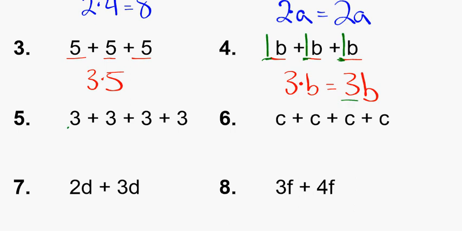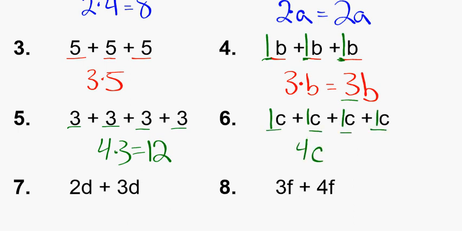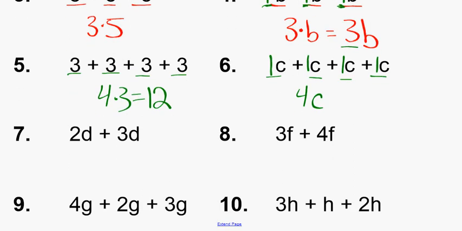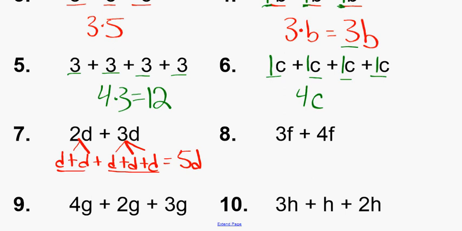So down here, if I were to add 3 4 separate times, that's the same as 4 times 3, which could be simplified as 12. And so over here, 1 plus 1 plus 1 plus 1, this is a total of 4 C's. You could write it out as 4C. So if I have 2D, I know that's the same as D plus D. And if I have 3D, that's the same as D plus D plus D. So if I'm adding these 2Ds plus these 3Ds, I have a total of 5D.